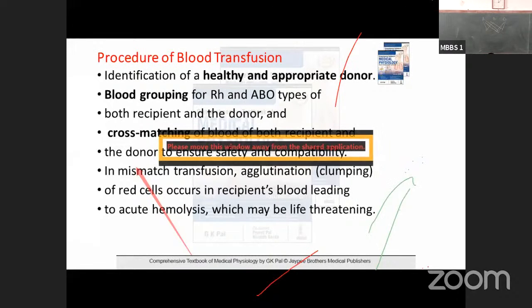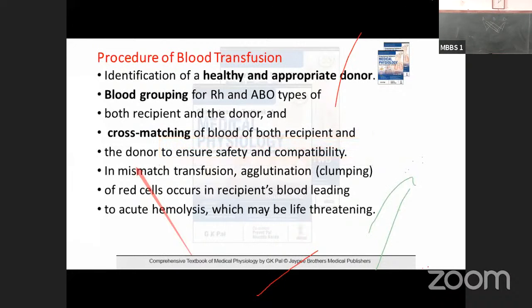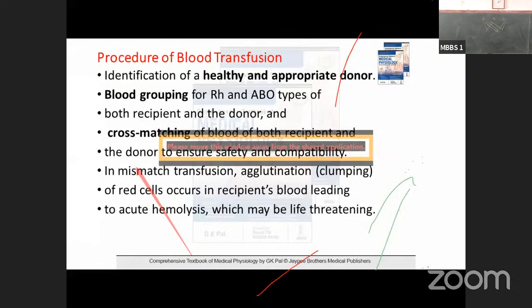Identification of a healthy and appropriate donor. Age more than 18 years, and the donor should be healthy, with no infective diseases, so there is no transmission of infectious diseases like AIDS, hepatitis, malaria, filariasis. Blood grouping, both Rh positive or negative and ABO blood grouping, should be done for both donor and recipient. This is called cross matching.